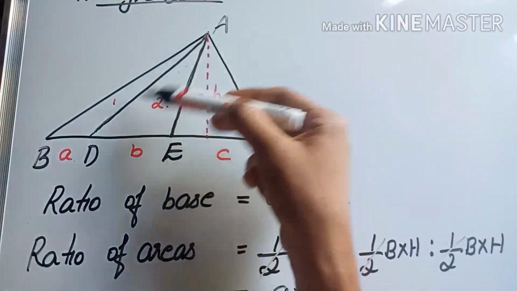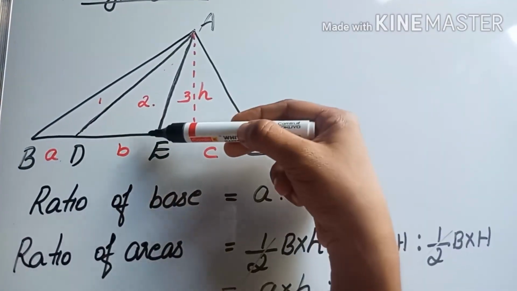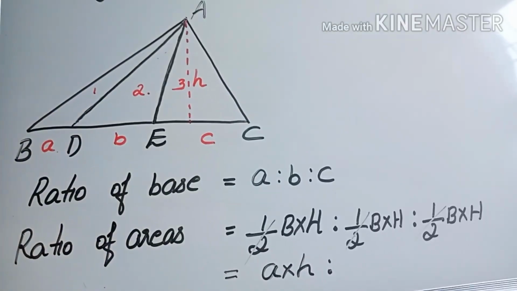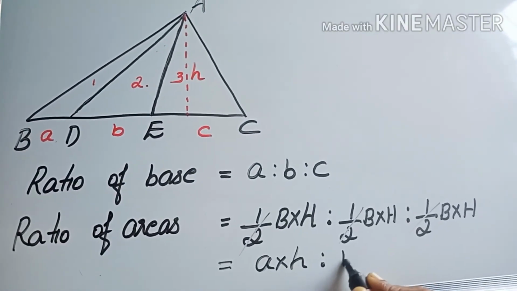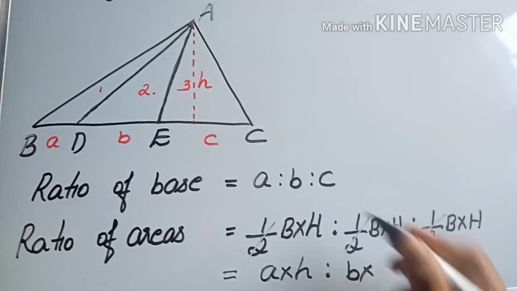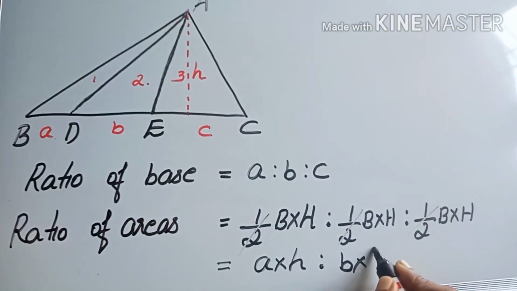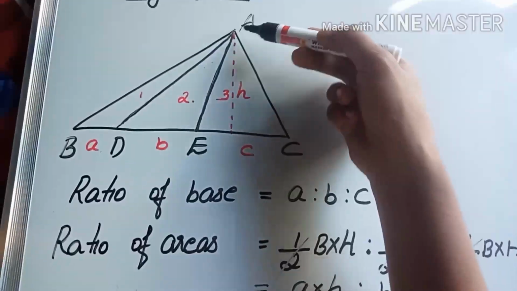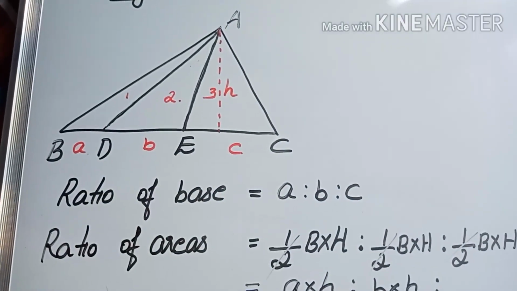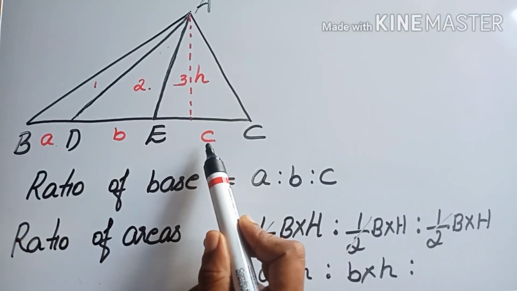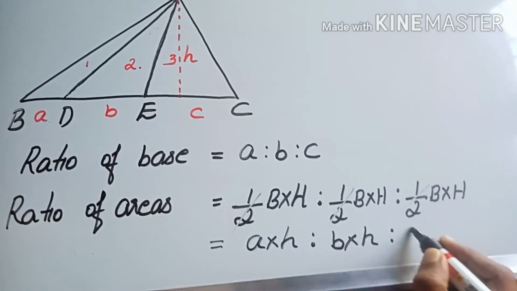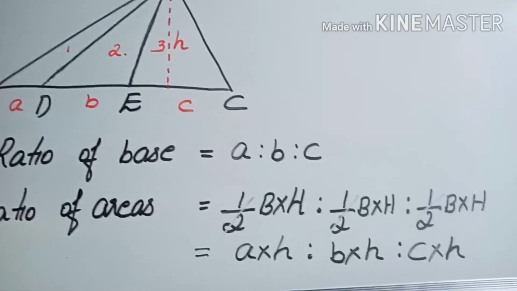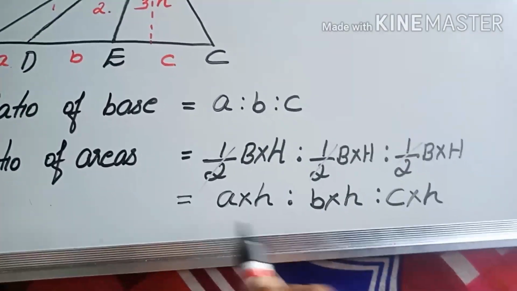For the second triangle, ADE, the base is small letter B. So here we use small letter B into height, and the height is the same H. So B into H is to, for the third triangle AEC, whose base is small letter C, C into the same height, so C into H. Now again check the values.